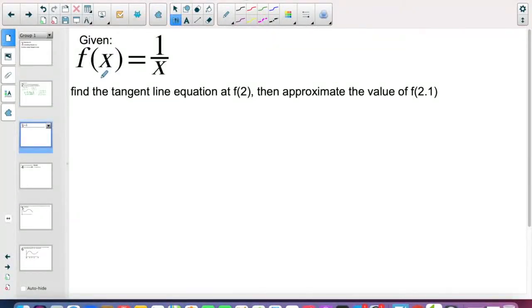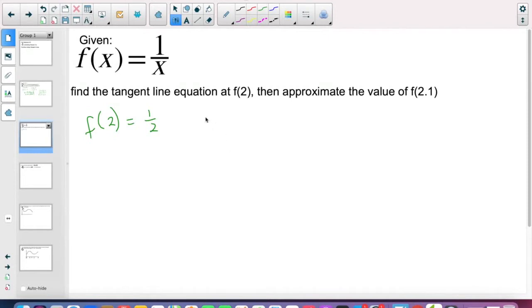In this example, they give us f of x equals 1 over x, and they want us to find the tangent line equation at f of 2, and then approximate the value of f of 2.1. I could plug 2 into that function to get f of 2. I get f of 2 equals 1/2, so that's an ordered pair, 2, 1/2.